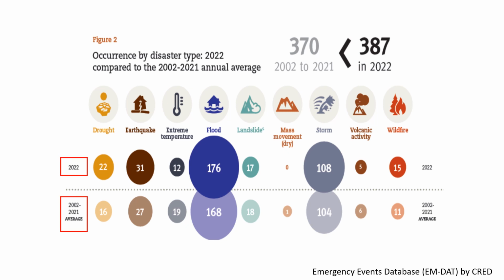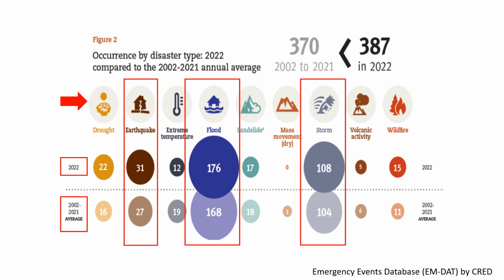There are two time periods in this figure written on the left side, 2002 to 2021 and 2022. The type of disaster is seen above the figures, and this figure represents the average number of occurrence of disaster by type. In both time periods, 2002 to 2021 and 2022, the top three most frequently occurring disasters were flood, followed by storm, and then earthquakes. The average number of disaster occurrence was lesser from 2002 to 2021 compared to 2022 alone, which was 387.